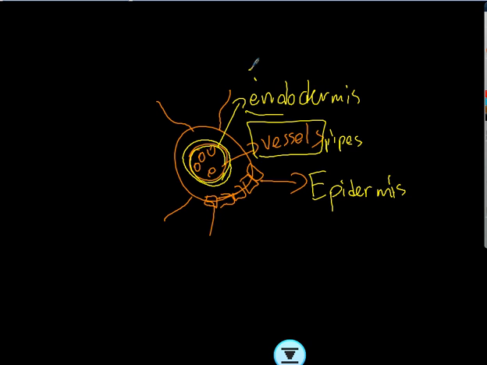Endo means inside, and epi means outside. That's it about the root.